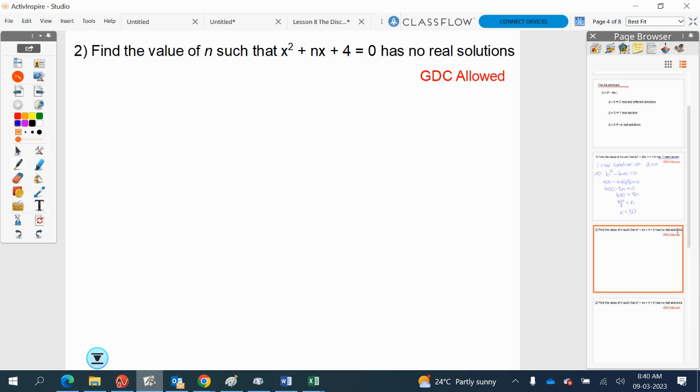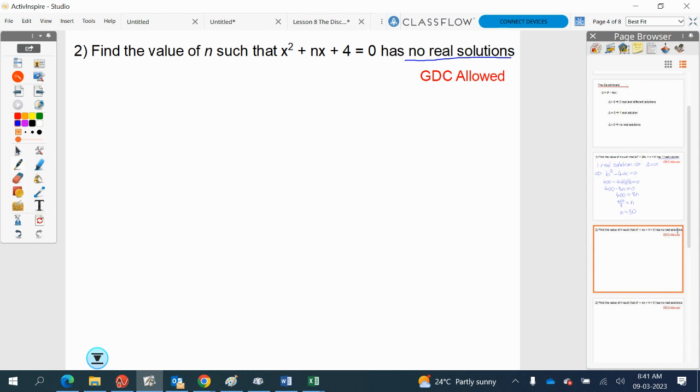Okay, so we have the problem, find the value of n such that x squared plus nx plus 4 equals 0. We want this to have no real solutions. So the key to this question is this phrasing here, which says no real solutions. If you see a question which talks about the number of solutions to a quadratic equation, it's a discriminant style question. So we must pull up our information on the discriminant.